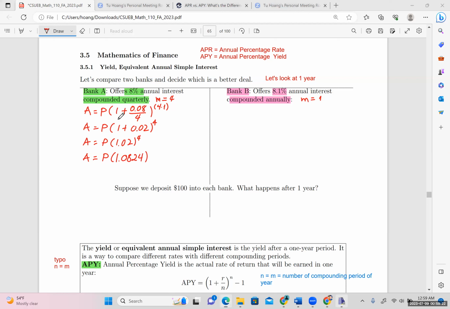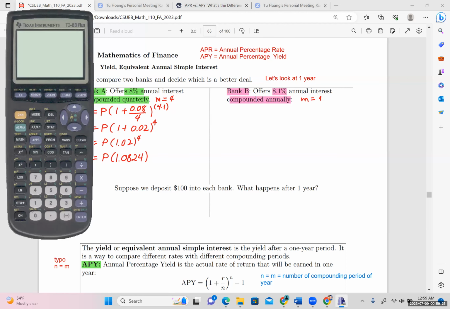Check it out to make sure: 1.02 raised to the power 4. I round to 4 decimal places because later I can convert to percent with two decimal places. So at this step, I would like to round to 4 decimal places.